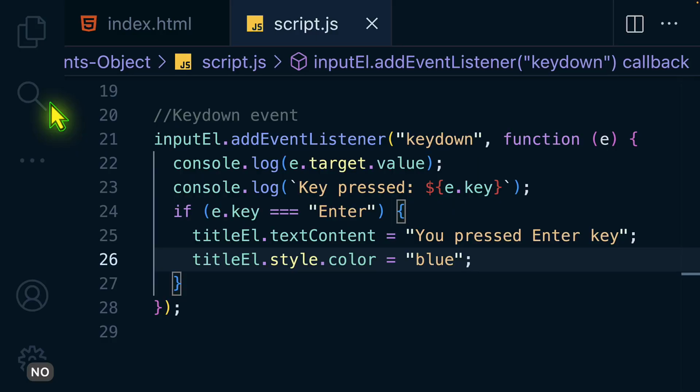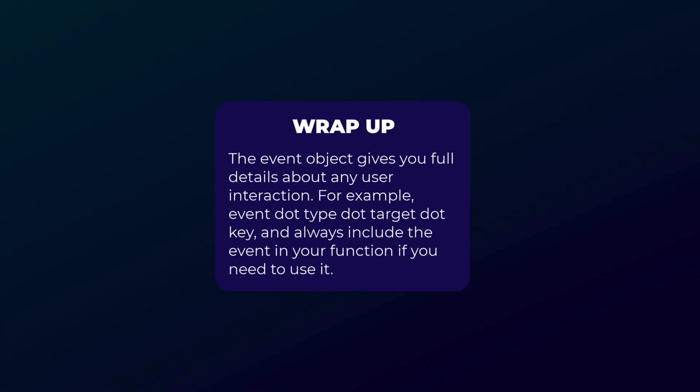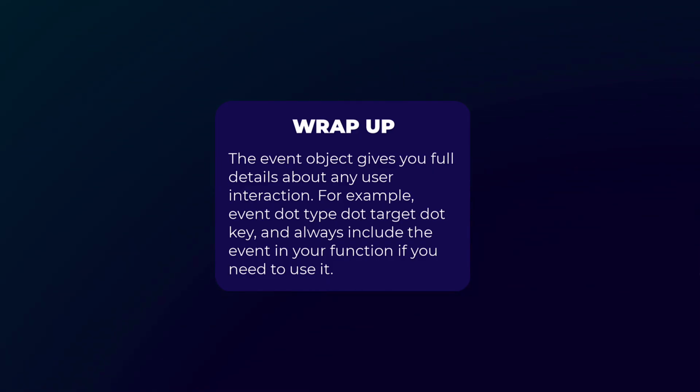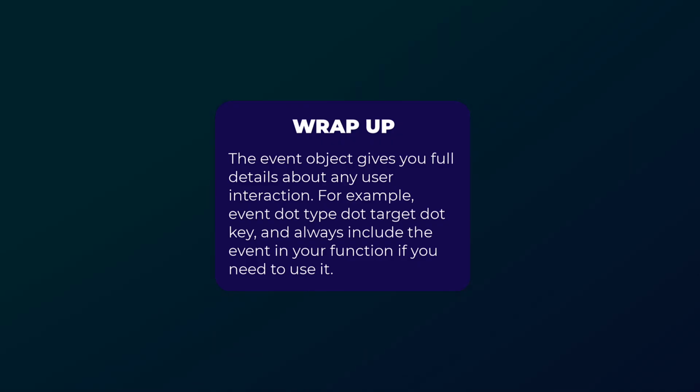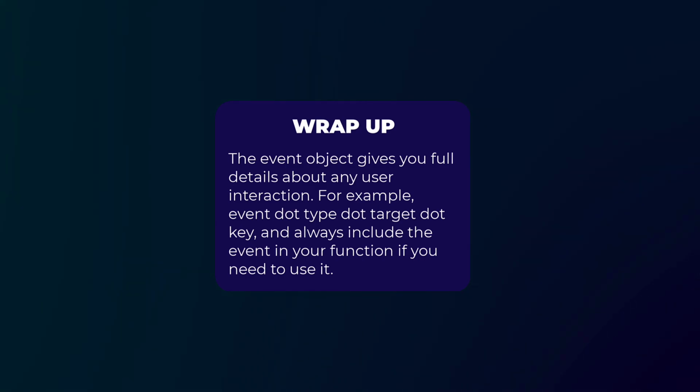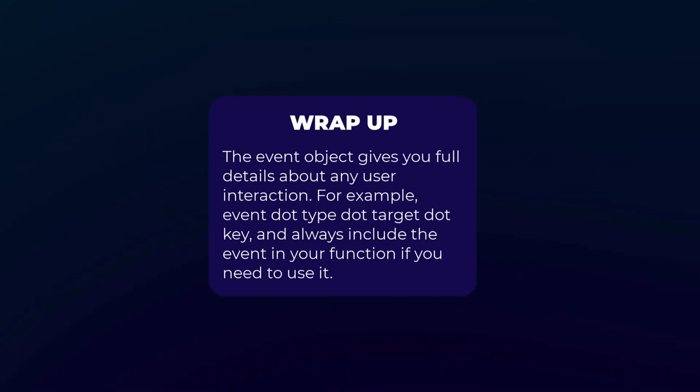Think of the event object like a report that JavaScript gives you every time something happens. It says, here is what just occurred, who did it, and where it happened. It is like a detective file for every user interaction. So to wrap up, the event object gives you full details about any user interaction. For example, event.type, event.target, event.key. And always include the event in your function if you need to use it. With this knowledge, you can build smart, interactive, and responsive web experiences where every action can trigger a meaningful action.